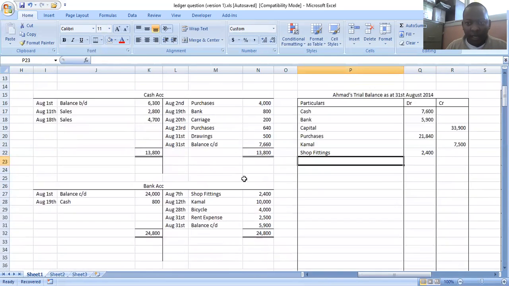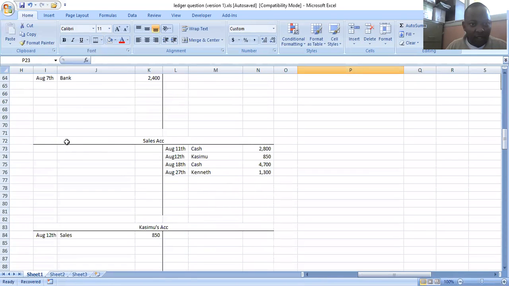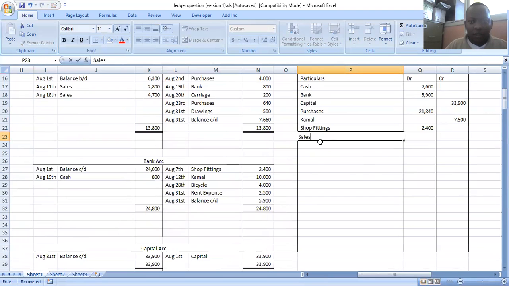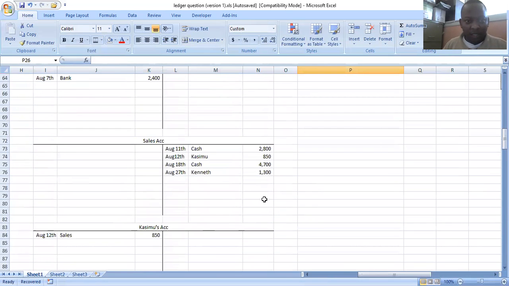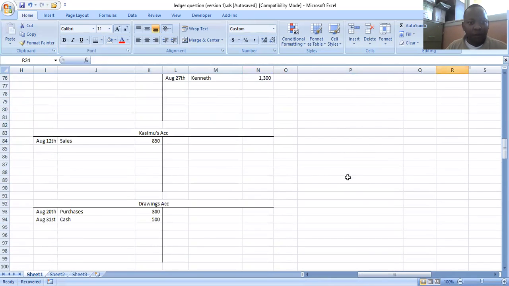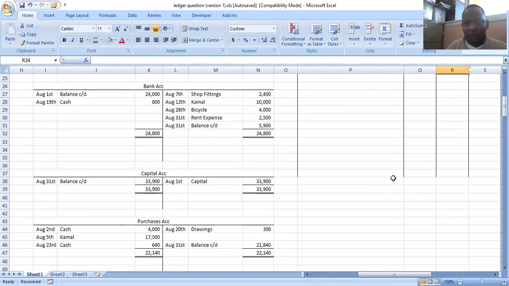2,400. After shop fittings, the other account we have is the sales account. The balance for the sales account, I know I haven't balanced this off. I hope you've gotten the concept. You can do this in your own free time. But the sales account balance will be 9650, which will be a credit balance. Sales account is a credit balance of 9,650. We proceed downwards to Kasimu's account.